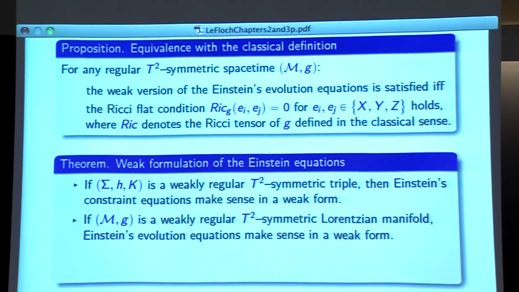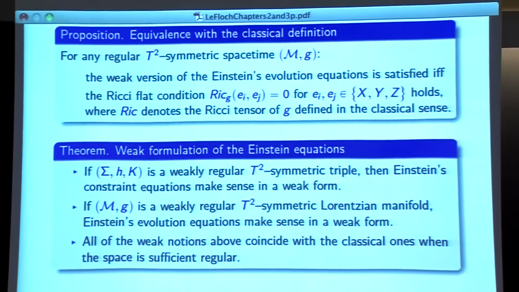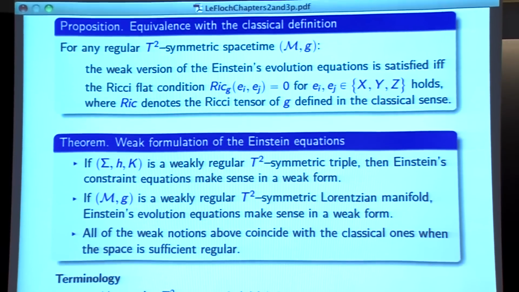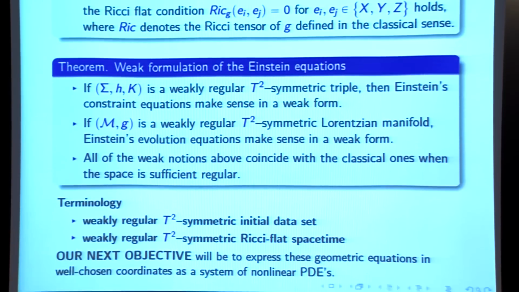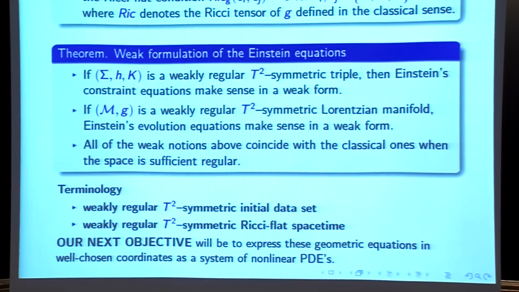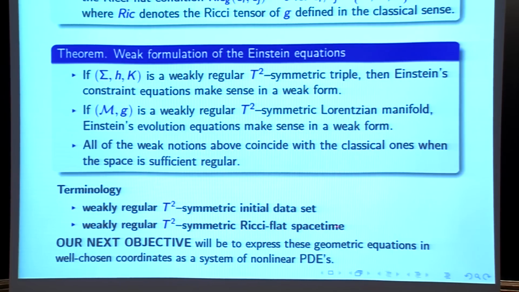So here we are. That's basically the statement. And so what we have now, we can use this terminology, weakly regular T2 symmetric initial data set. That's completely defined, but it was not defined before. Before, I didn't define the Einstein constraints yet, but this now is done. And I can also talk about the weakly regular T2 symmetric Ricci flat spacetimes.